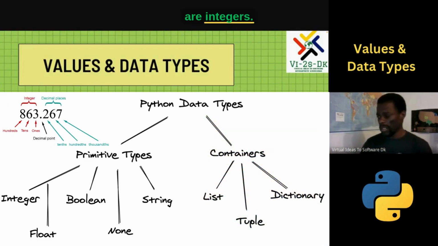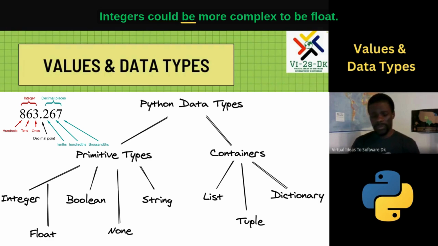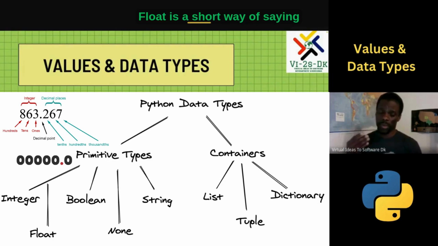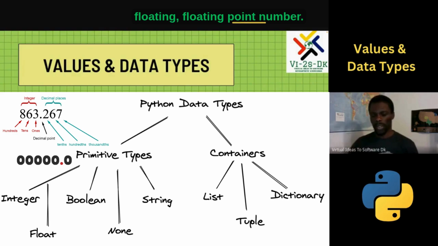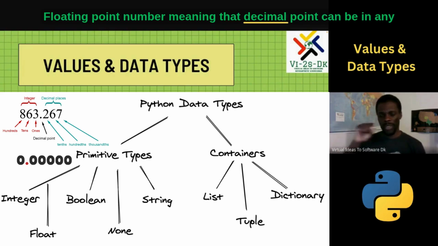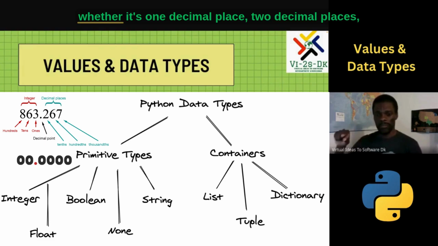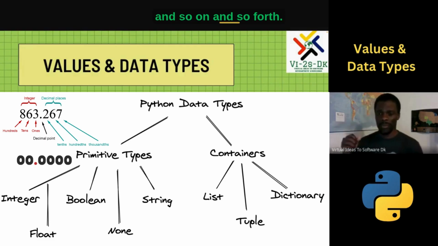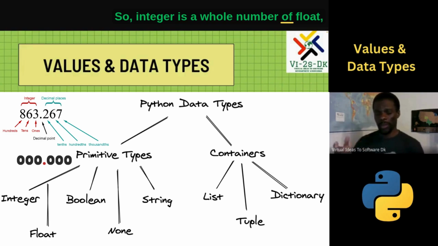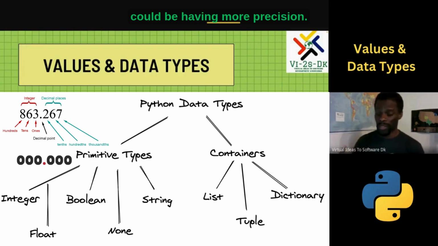So collections are more complex data types, but the primitive, native, black and white data types, as you can see here, are integers. Integers could be more complex to be float. Float is a short way of saying floating point number. Floating point number meaning that decimal point can be in any location. It floats between numbers, whether it's one decimal place, two decimal places, and so on and so forth. So integer is a whole number. A float could be having more precision.